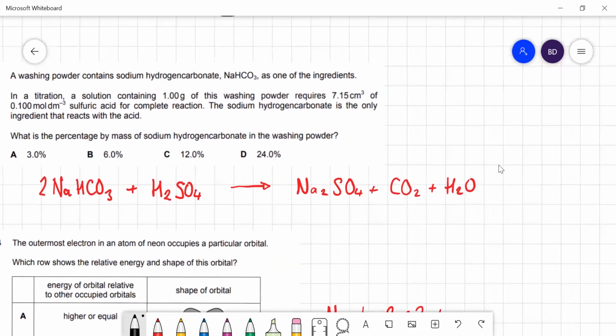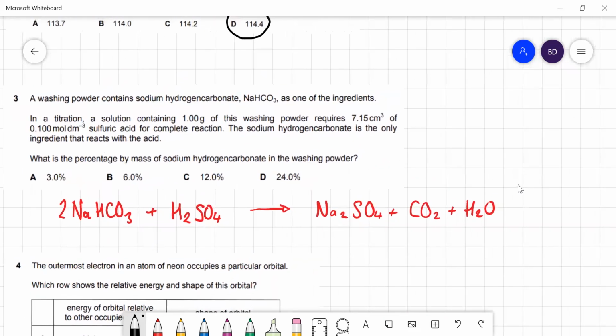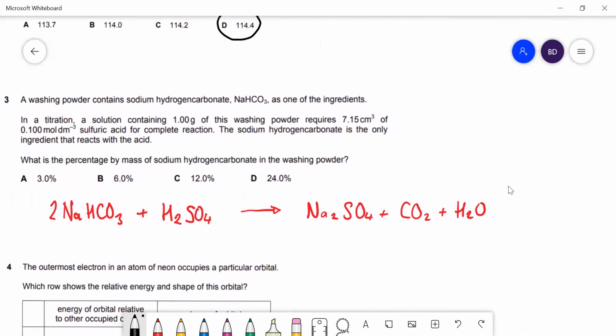Okay, this is a bit of a long question. A washing powder contains sodium hydrogen carbonate as one of its ingredients. In a titration, a solution containing 1 gram of the washing powder requires 7.15 centimeters cubed of sulfuric acid for complete reaction. The sodium hydrogen carbonate is the only ingredient that reacts with the acid. What's the percentage by mass of the sodium hydrogen carbonate in the washing powder?